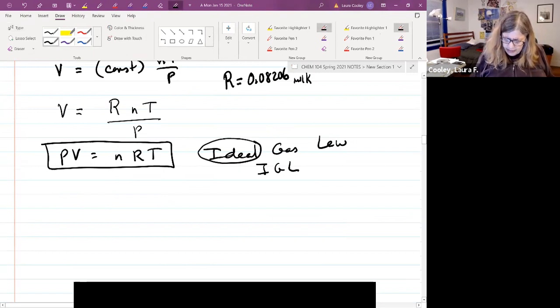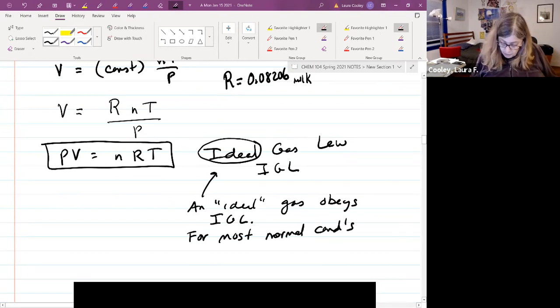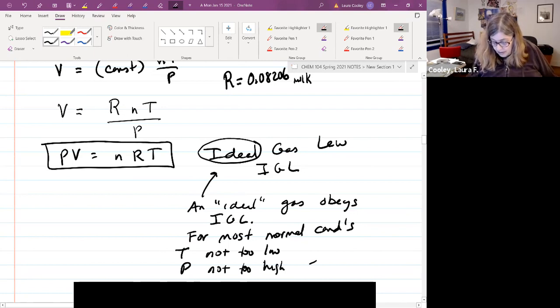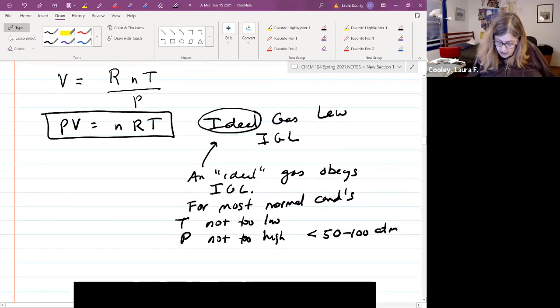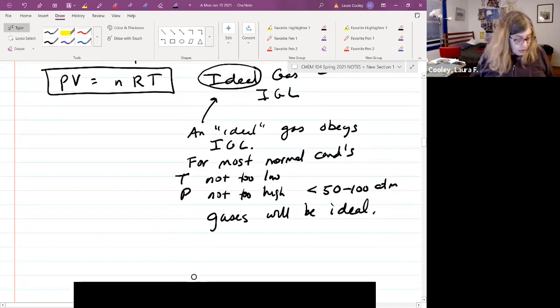So when we use this word ideal, an ideal gas obeys the ideal gas law. And for most normal conditions, in other words, temperatures not too low and the pressure not too high. Actually, the pressure can be pretty high. I would say less than between 50 and 100 atmospheres will still be ideal for most gases. Then gases will be ideal under these conditions. And we don't really study non-ideal gases in this class, so you don't have to worry too much about that.